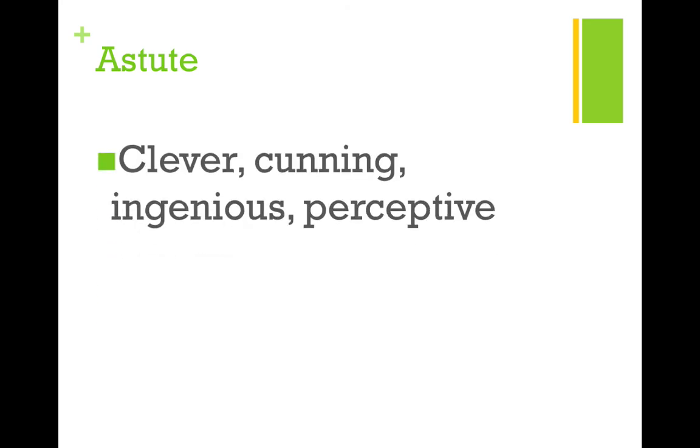Okay, the last set of words are going to be character trait type words. And these words come from the character trait handout that you received at the beginning of the year. Many of these are opposites or related, and I'll point those out as we go. So, first word is astute, and astute means clever, cunning, ingenuous, or perceptive.